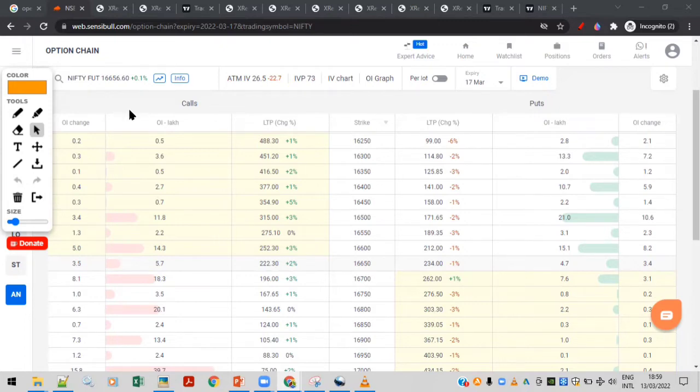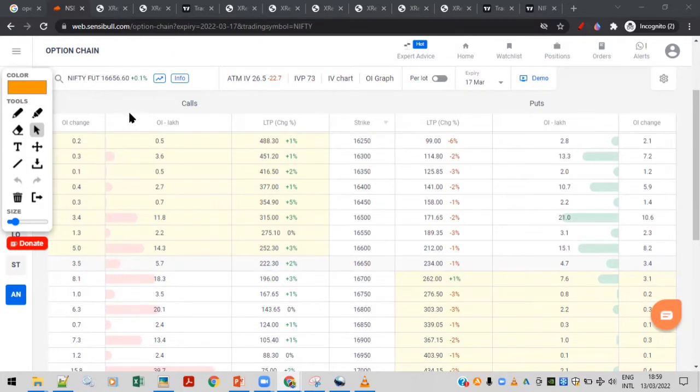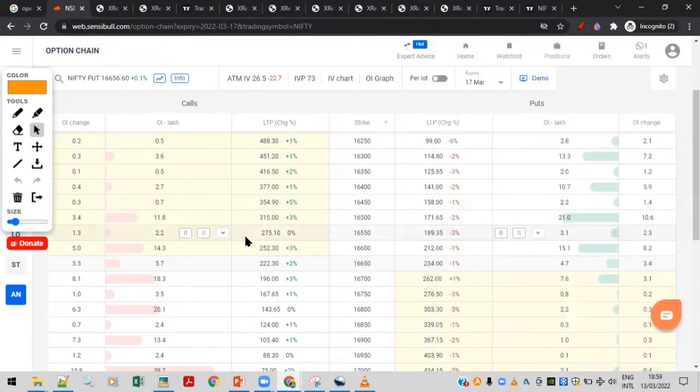So let's get started. Here on my screen you see option chain on Sensible. If you type on Google option chain on Sensible, you will come to this page. I use Sensible because here there are a couple of options which I can change in the settings so that the option chain is more properly viewable as compared to the NSE site. So here on my screen you see an option chain.